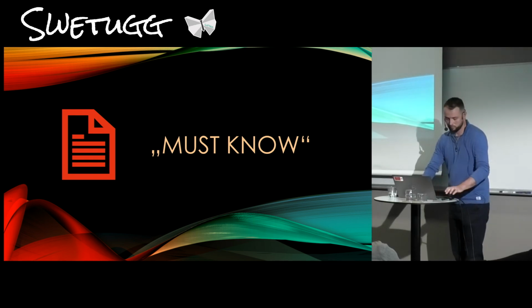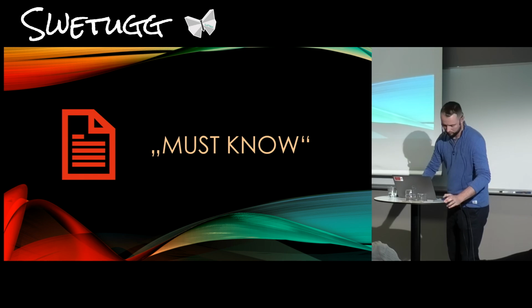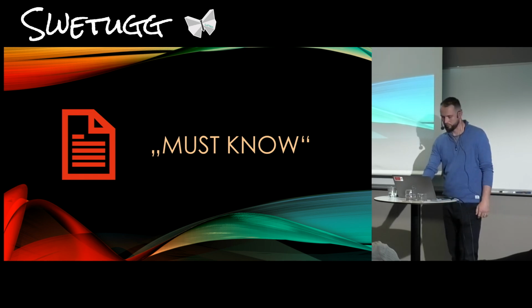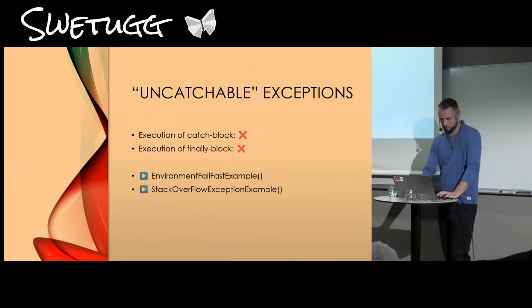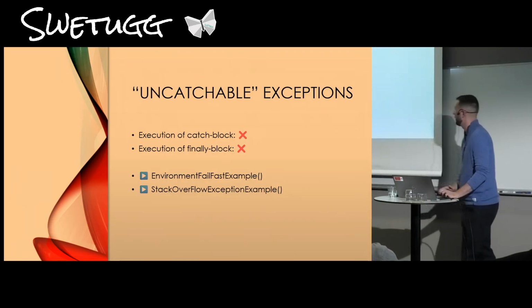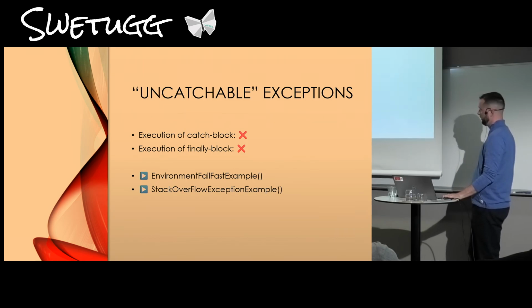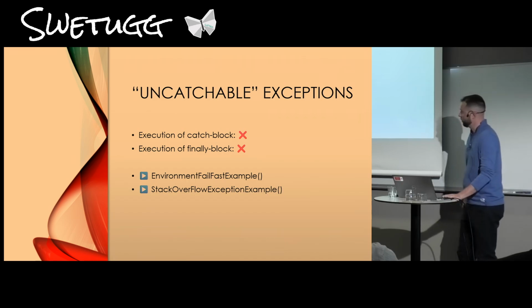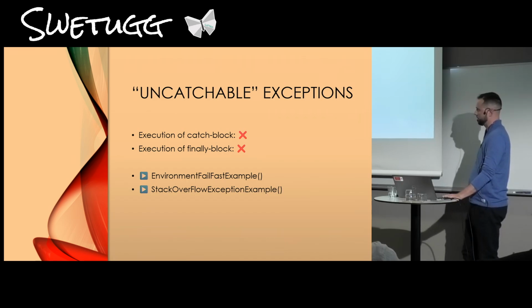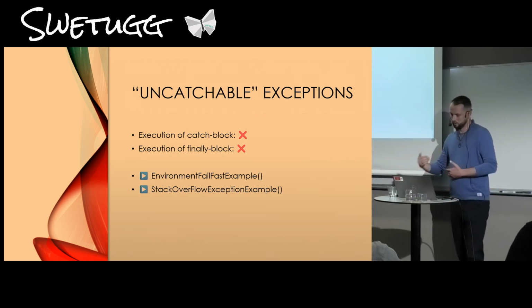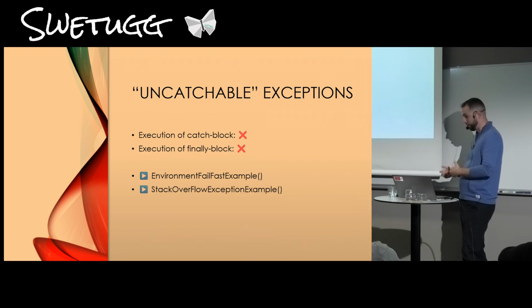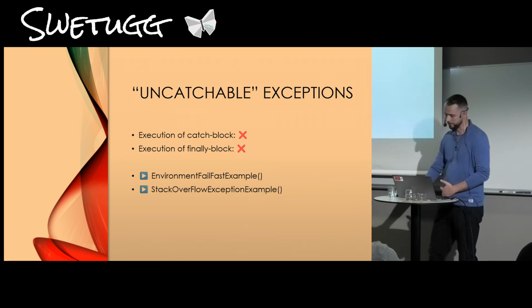And there are some must-knows, just out of interest. I have prepared even some demonstrations, but it's just 5 minutes, so I will just go through it in the code. I have the examples, but unfortunately there is not enough time. So there are some uncatchable exceptions where neither the catch block nor the finally block is executed. It's, for example, a StackOverflow exception, or when you call Environment.FailFast, then not even the catch block is executed, nor the finally block. So keep this in mind: there are some really rare circumstances, but there are, where your catch and finally blocks will not be executed.